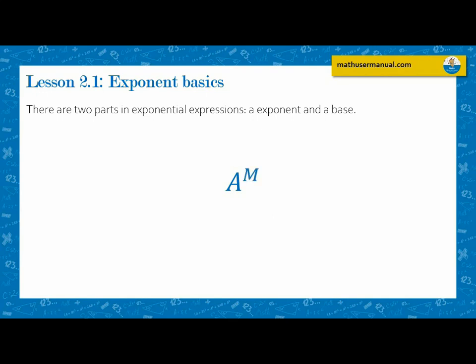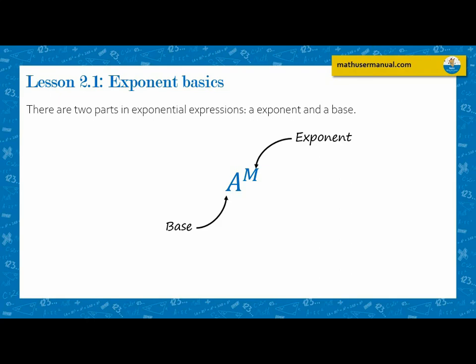Here we have a basic exponent, a to the power of m. A is a big number on the bottom, m is a small number on the top. A and m in this case represent any number. The small number on the top is called the exponent. So in this case, m is the exponent. And the big number on the bottom is called the base. So in this case, a is the base of the exponent.